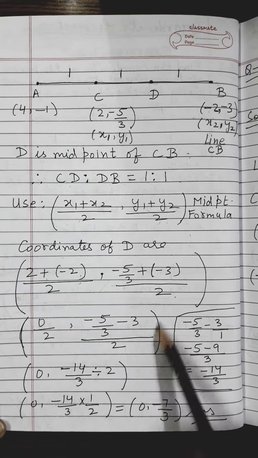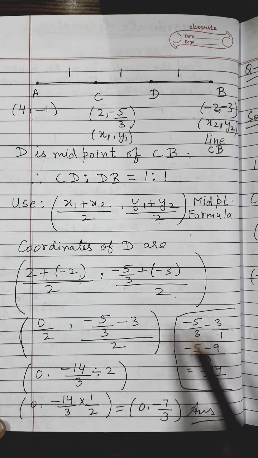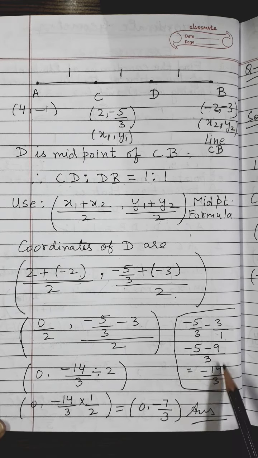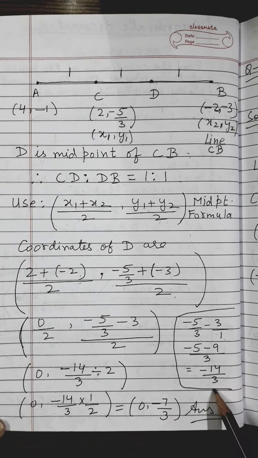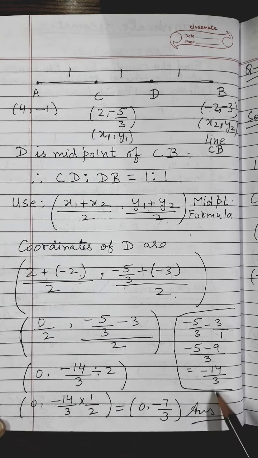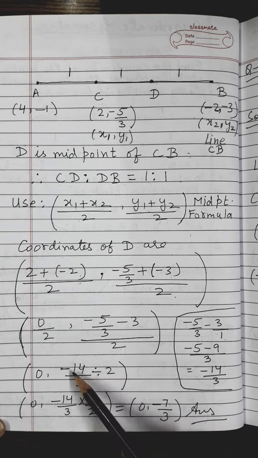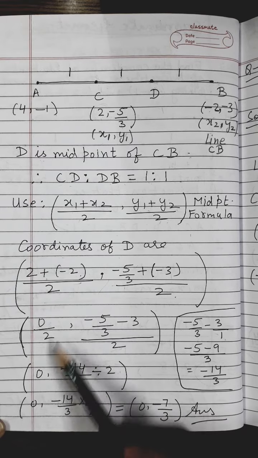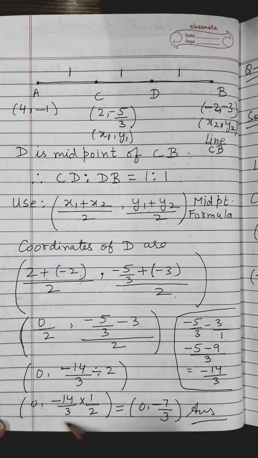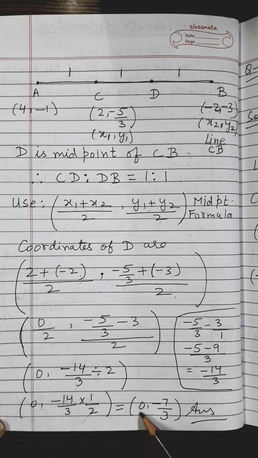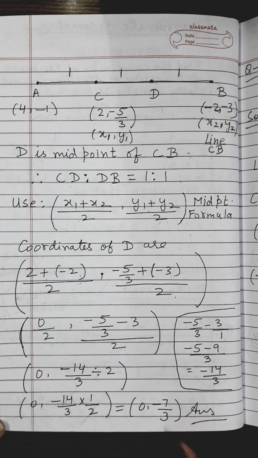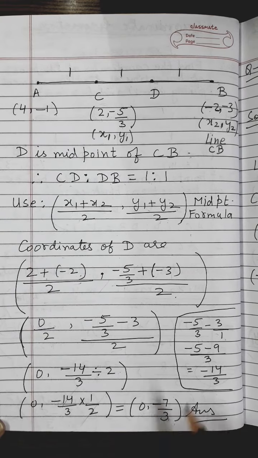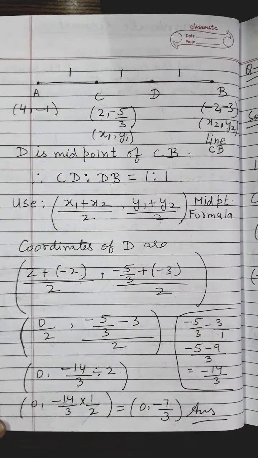This numerator part calculation I have done here: -5 upon 3, -3 upon 1. This is the LCM method. Do the calculation. You will find the numerator part as -14 upon 3, and this divided by 2 is already there. So I will write down -14 upon 3 divided by 2, and 0 upon 2 gives you 0. Next step, take the reciprocal, and 1 upon 2 cancels out. What coordinates you will get are (0, -7/3). So these are the coordinates of point D. So these are your two answers.